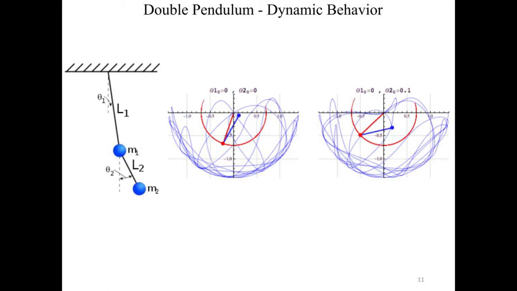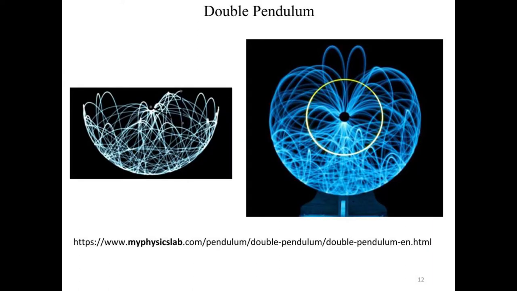People do this a lot on YouTube, they like to attach lights to the end of it and do it. So these were two just slightly different angles, but you can see the path is completely different from each other here. It's a fun one to do, and if you go to my physics lab, you can click on that and you can do it yourself, and you can change the model for the different parameters and things like that. It's fun.